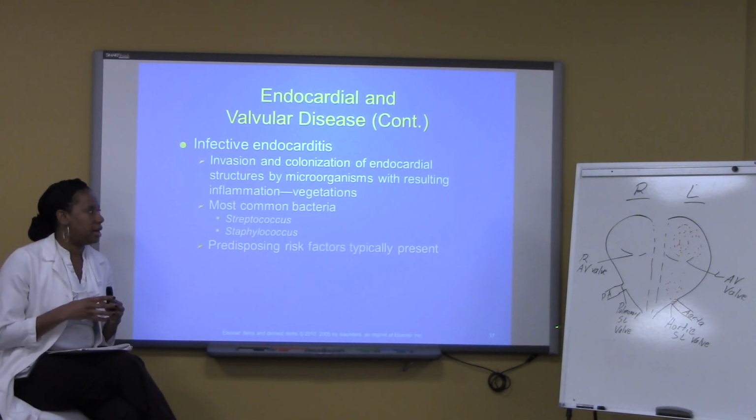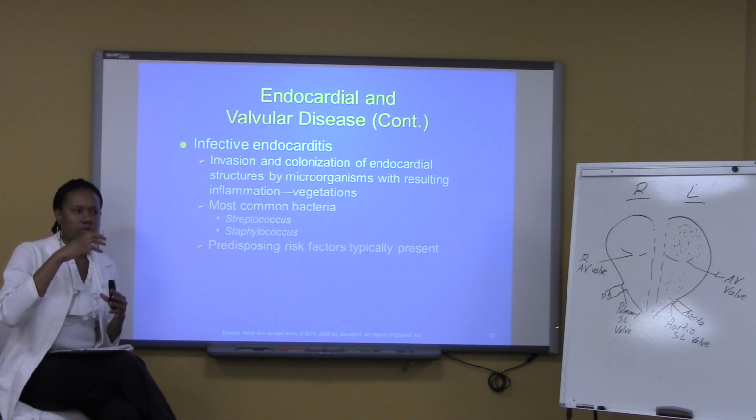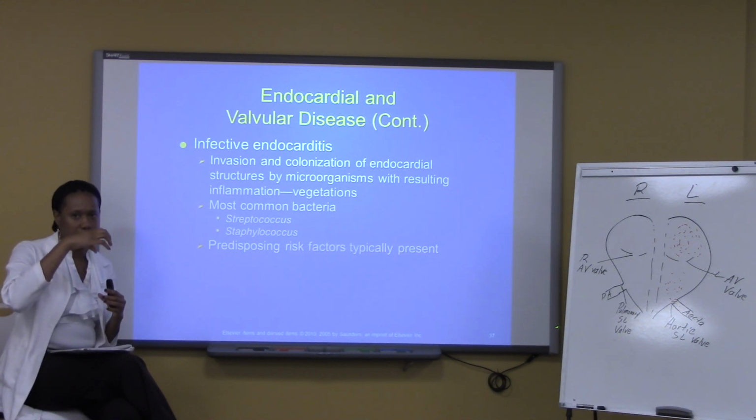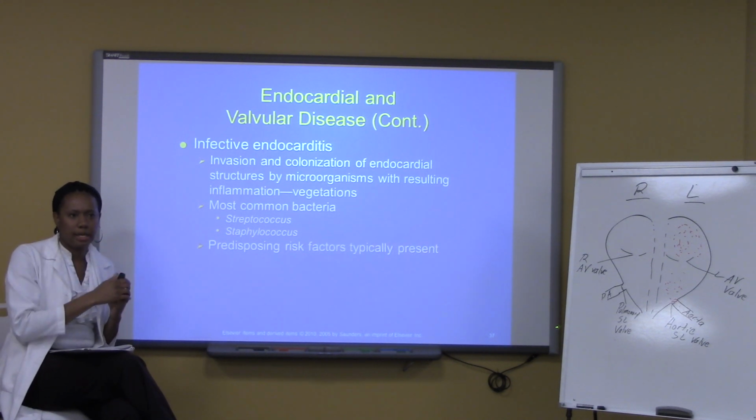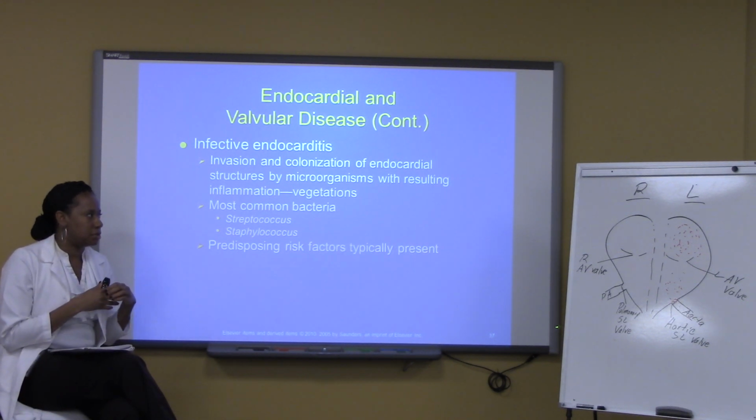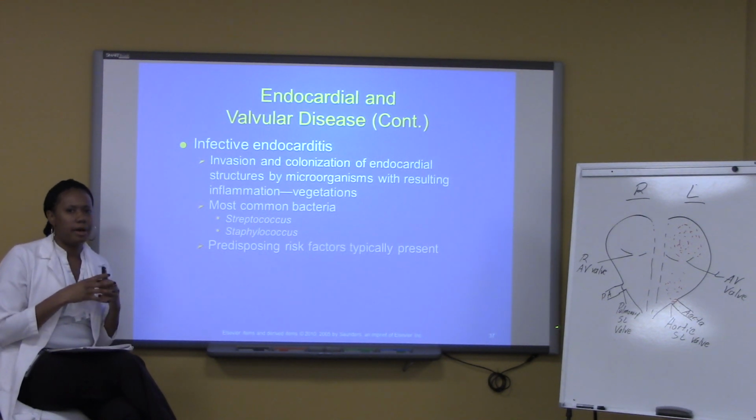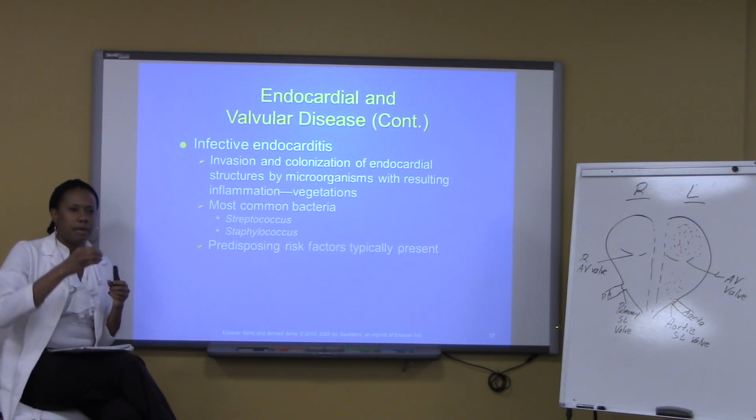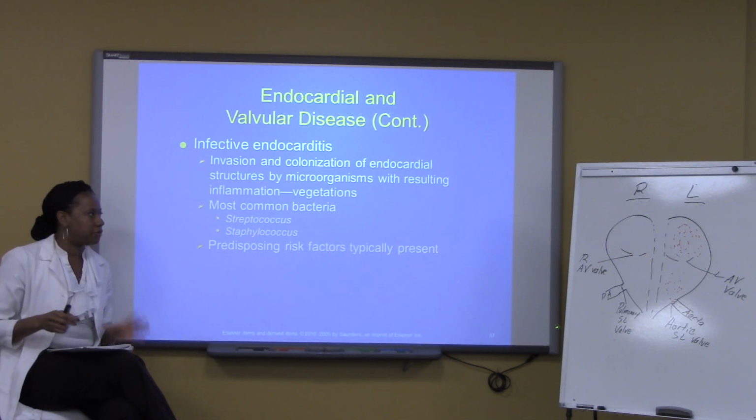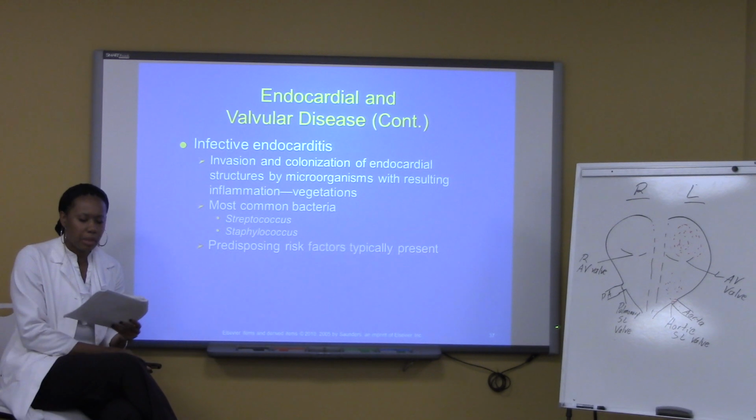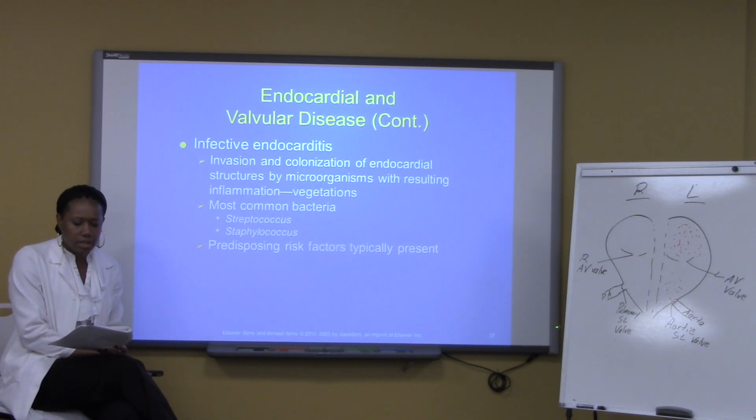What will happen here is that we will have vegetations of growth that will sit on the leaflets of the valves. So the same situation that can happen with rheumatic fever, these patients will have bacteria that sit on the leaflets of the valves, the vegetations of bacteria. Now, just to give you the clinical findings for this: vegetations of bacteria on the heart valves and the endocardium.